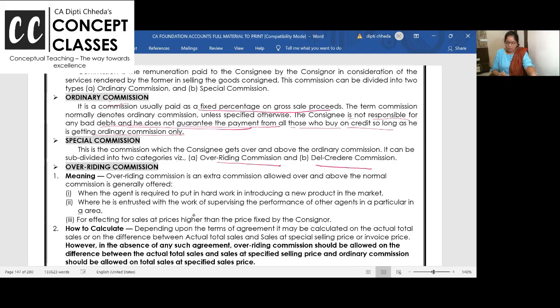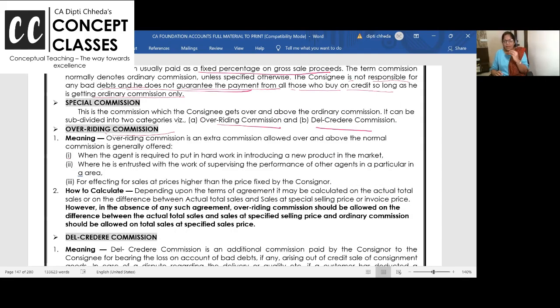Now what is overriding commission? It's a superb logic. Just few examples we will solve for commission so that when we do the total problem में commission we don't pause. Overriding commission नाम ही है. It's an extra commission allowed over and above the normal commission. Why?